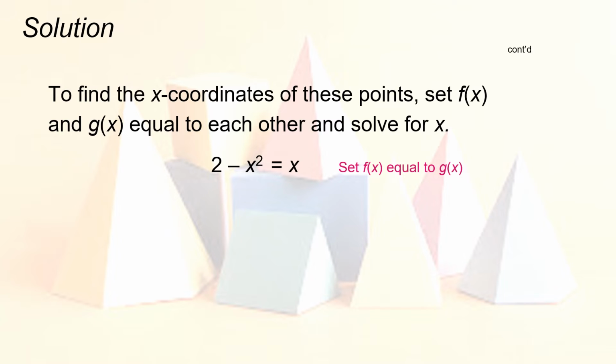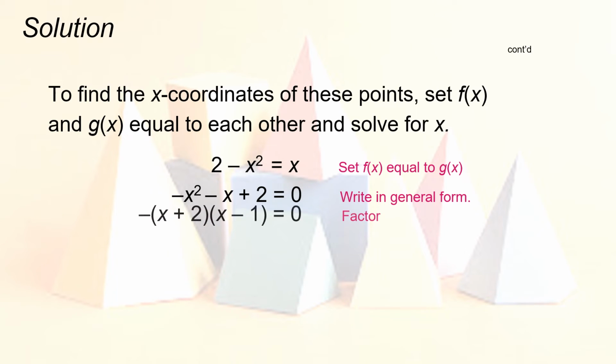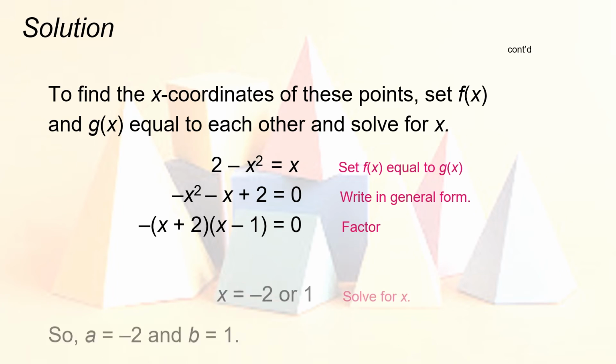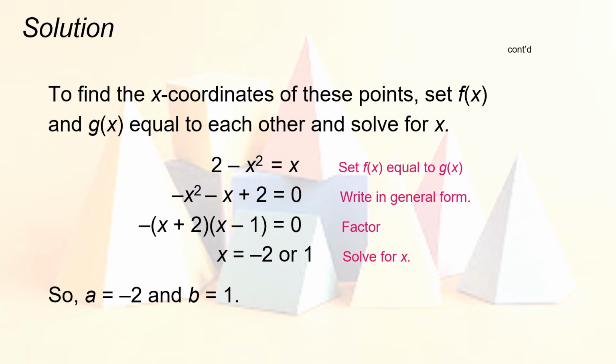So we have 2 minus x squared equals x. And then transpose x to the other side, we have negative x squared minus x plus 2 equals 0. So we are going to write it in general form. Then we factor it out. It will become negative times x plus 2 times x minus 1 equals 0. And then to solve for x, x is equal to -2 or 1. So a is equal to -2 and b equals 1.